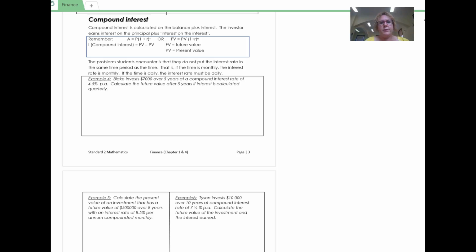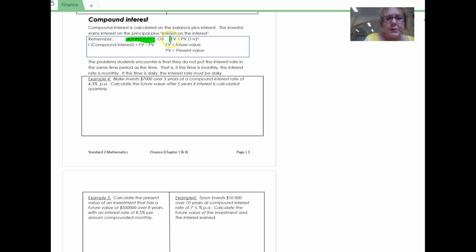All right, compound interest, you've seen it before. It's where we add the interest on the interest. There's two different formulas that they give you. One is A equals P(1 plus R) to the N, where A is the amount, P is the principal, and that's using the same sort of terminology as we did in simple interest.